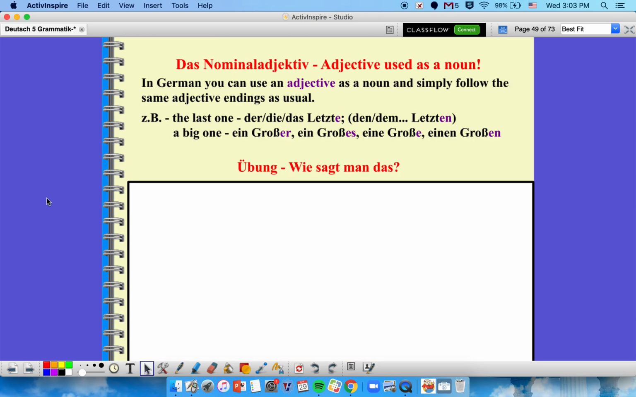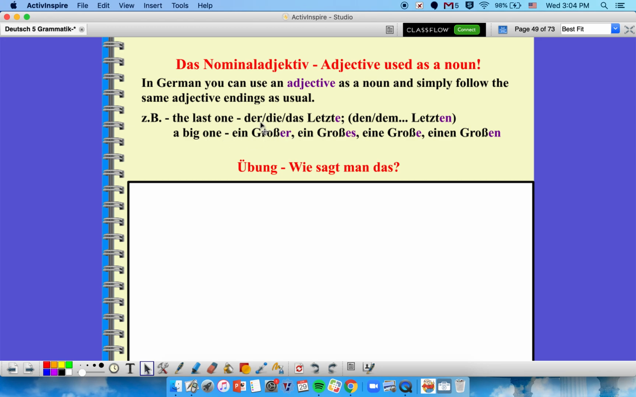Okay, so you can also just use an adjective as a noun. And the way you do that is just to put the exact same adjective ending on it as you usually would based on the rules we've just covered, and then just capitalize it. So a lot of times in English we say things like the last one, the first one, the big one, the small one, the brown one, the red one, whatever. In German, you don't ever need the word one in those situations. You're just going to use the adjective as a noun.